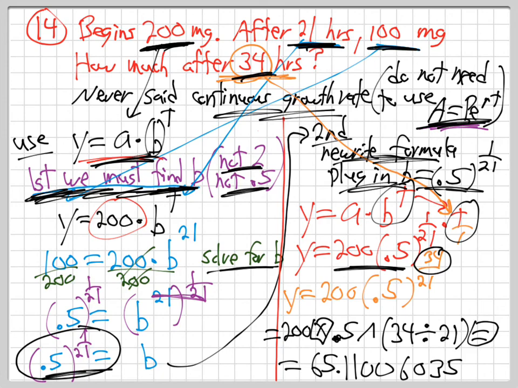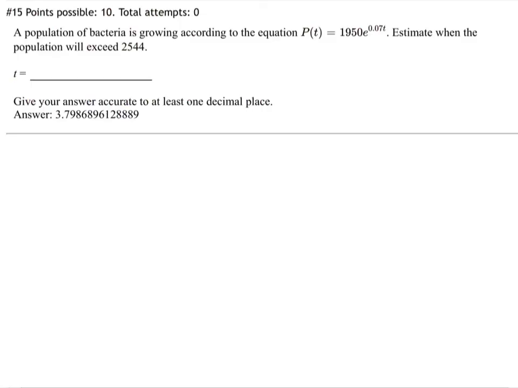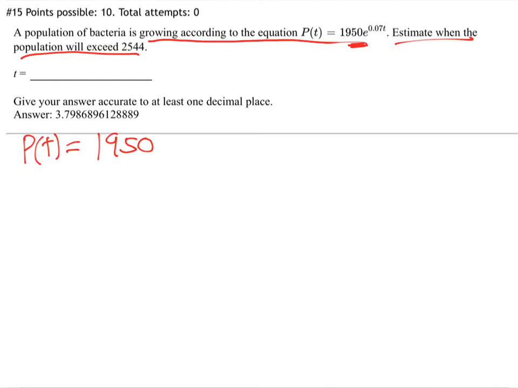Well, last one, number 15. A population of bacteria is growing according to the equation. Well, they just gave us the equation. Estimate when the population will exceed 2544. So they're saying, okay, here's your population at any time t. It is 1950 e to the 0.07 t. And they're saying, when will the population be 2544?